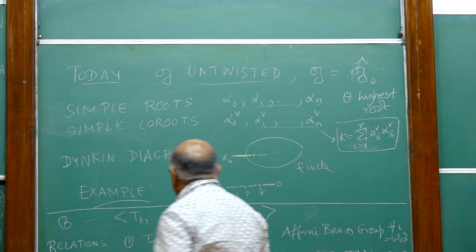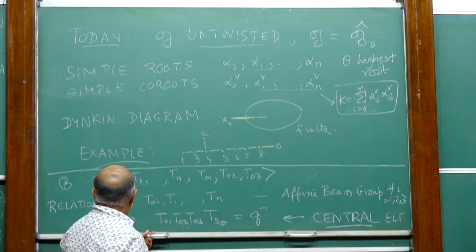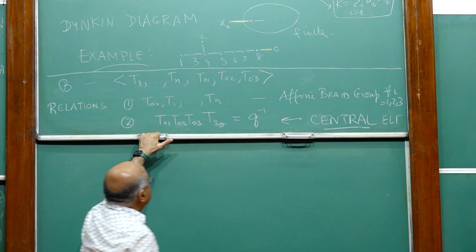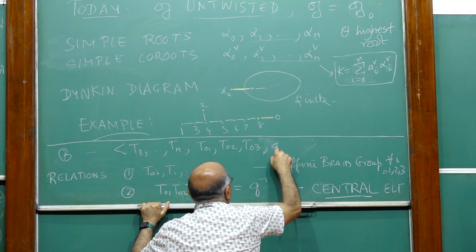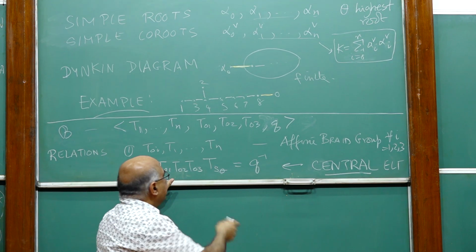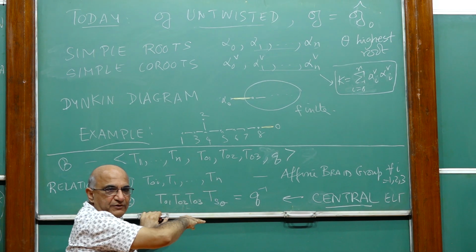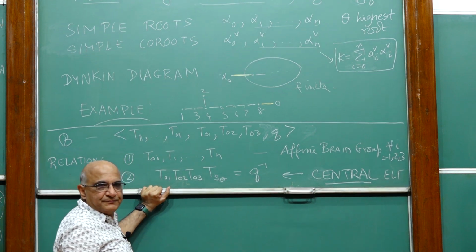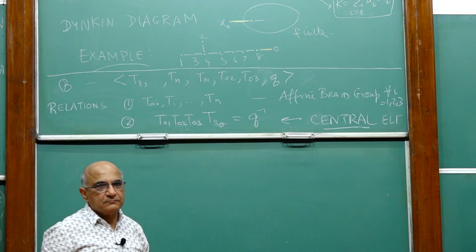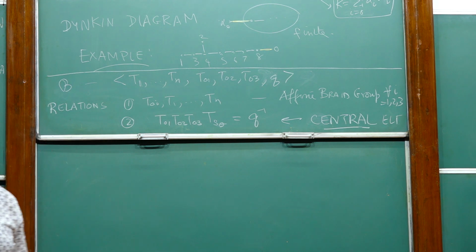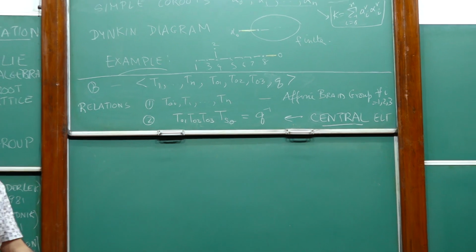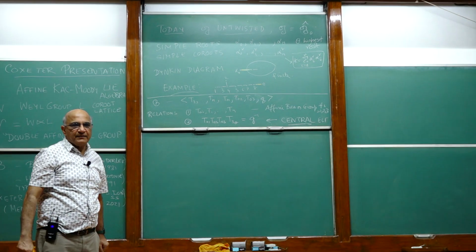Okay, now to define, maybe I should, well, okay. I could stick in Q over here, and then this relation means this. Otherwise, this is the definition of Q. Okay, so this is for the untwisted case. In the twisted case, it's slightly more complicated, but it's explained in our memoir.